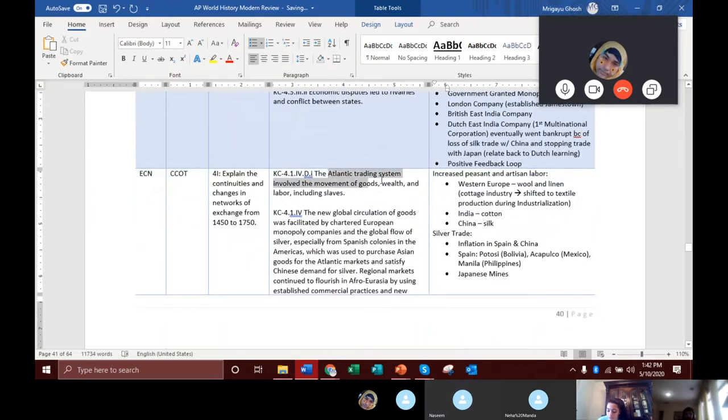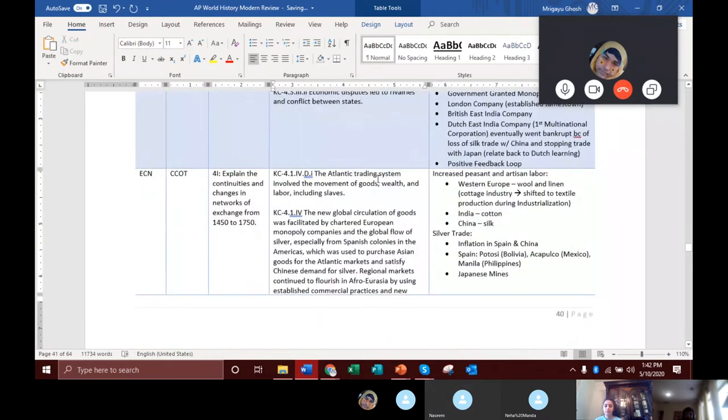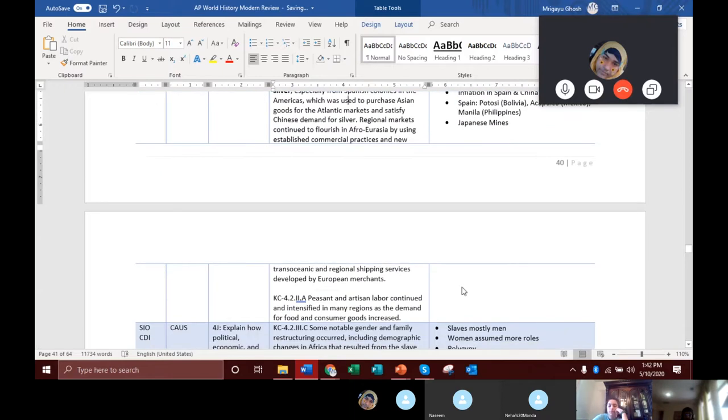Now we're looking at the Atlantic trading system. And that involved the movements of goods, wealth, and labor, including slaves. And the new global circulation of goods was facilitated by chartered European monopoly companies and the global flow of silver from Spanish colonies to the Americas, which was used to purchase Asian goods for the Atlantic market to satisfy Chinese demand for silver. Regional markets continued to flourish in Afro-Eurasia by using established commercial practices and new transoceanic and regional shipping services developed by European merchants.